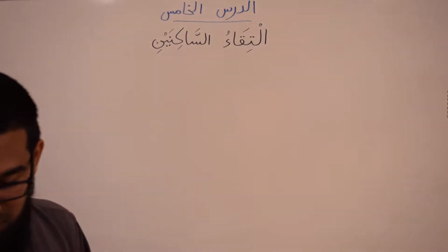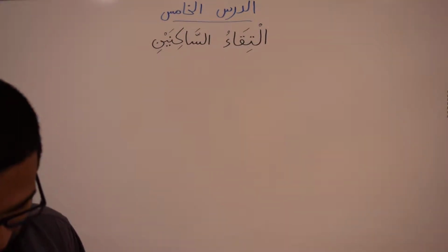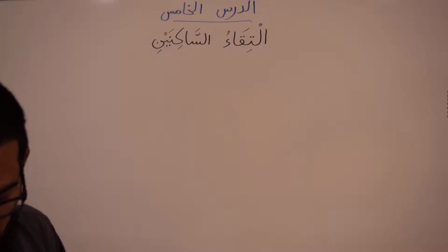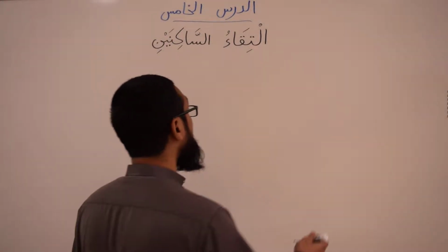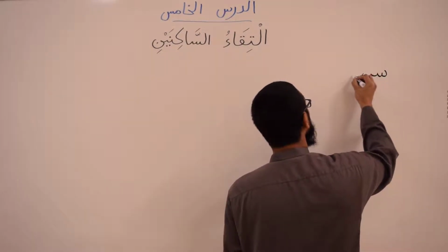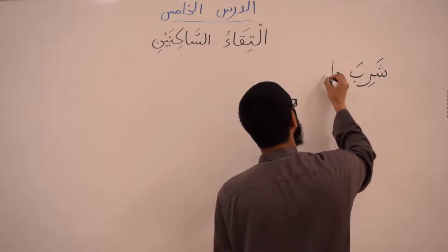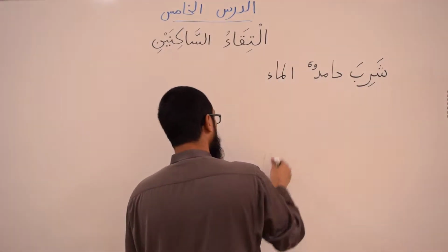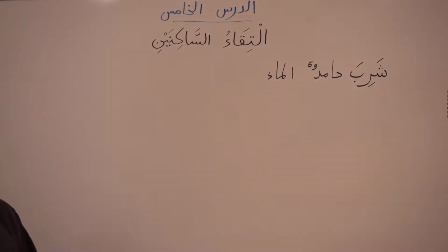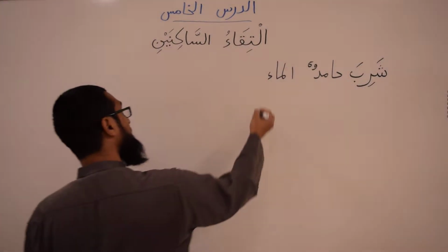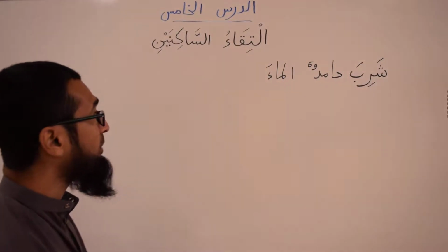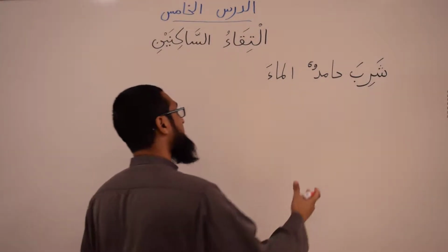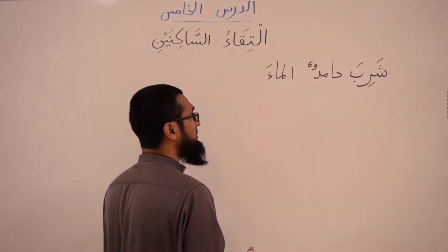So particularly what needs to be explained in this lesson is where the first one is noon sakin. So I'm going to give an example. Look at this. Obviously we know already there's a fa'il, a fi'l, and maf'ulun bihi. This is the maf'ulun bihi. But that's not what is being explained here. It's all about pronunciation. How do you pronounce these words? Shariba hamidun al-ma'a.